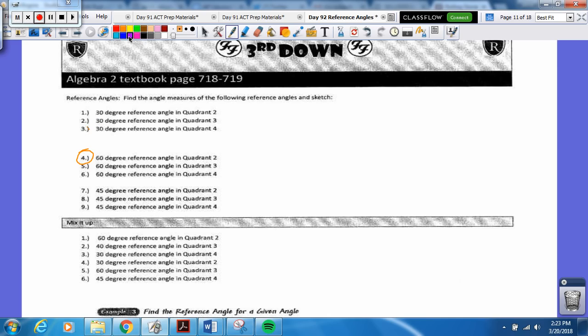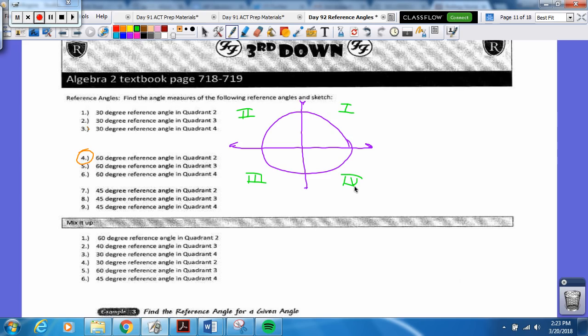Number 4, 60-degree reference angle. First, draw your coordinate plane, and you draw your unit circle. Bam. I defy you to draw a better circle than that. That's a perfect circle. Thank you very much. Okay. 60-degree reference angle in quadrant 2. Quadrant 1, quadrant 2, quadrant 3, quadrant 4. See, I'm writing this so many times, it's easy to remember it. All right, so quadrant 2, 60-degree reference angle. Bam. 60 degrees.